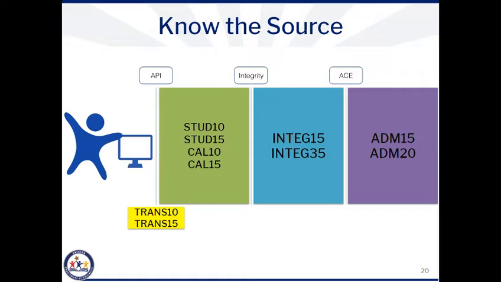After ACE runs, the ADM 15 and ADM 20 reports are generated. The ADM 15 shows student details and the ADM 20 shows summary counts. These reports should be used to help you reconcile your data and ensure that they contain all of the students that your SIS shows you should receive state aid for. Contact your vendor if you aren't sure which reports you can generate in your SIS to compare to the ADM 15.